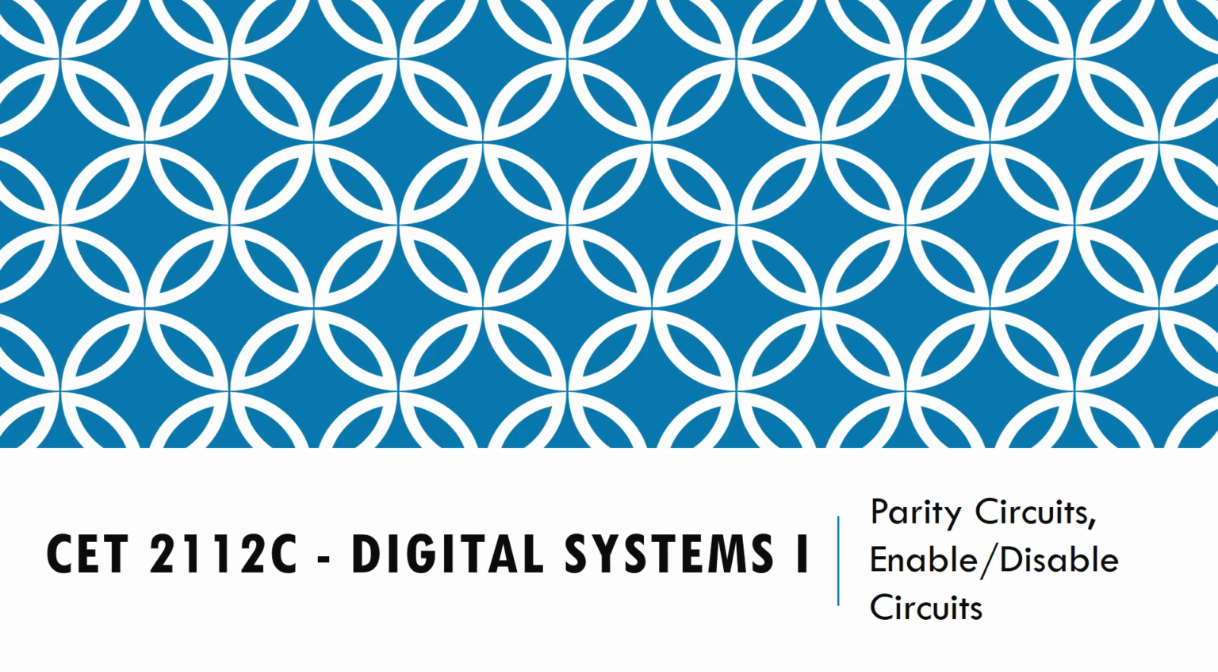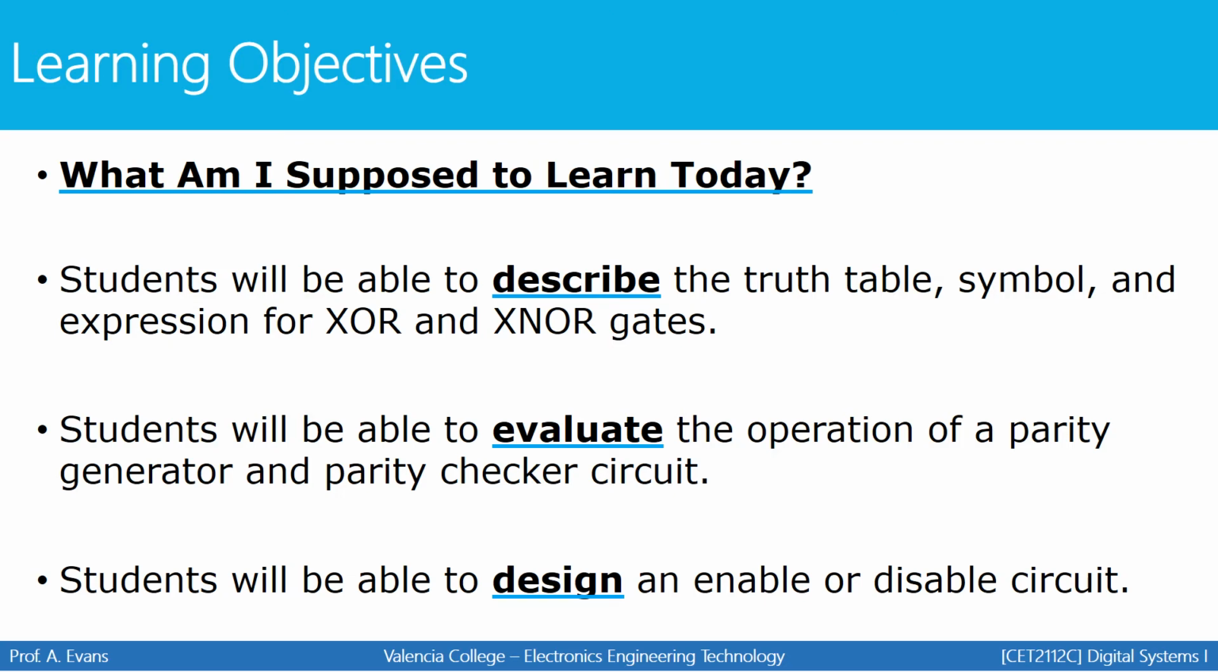In this video, we are going to discuss parity circuits and enable/disable circuits. So by the end of the video, you should be able to describe the truth table, the symbol, and the expression for two new gates that we have not talked about before. Those gates are the XOR, which stands for exclusive OR, and the exclusive NOR gates. So we're adding two more gates to our repertoire today.